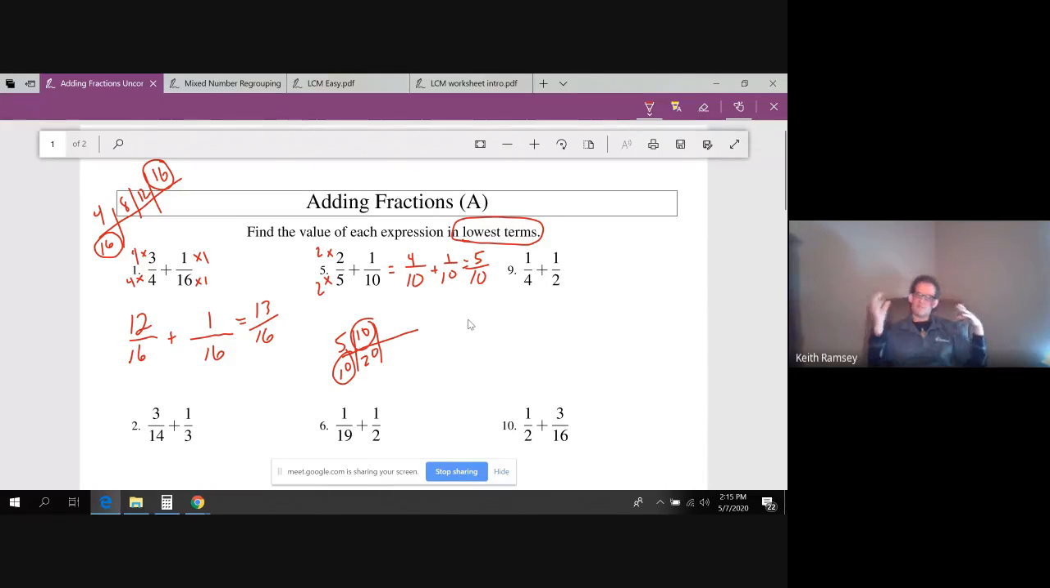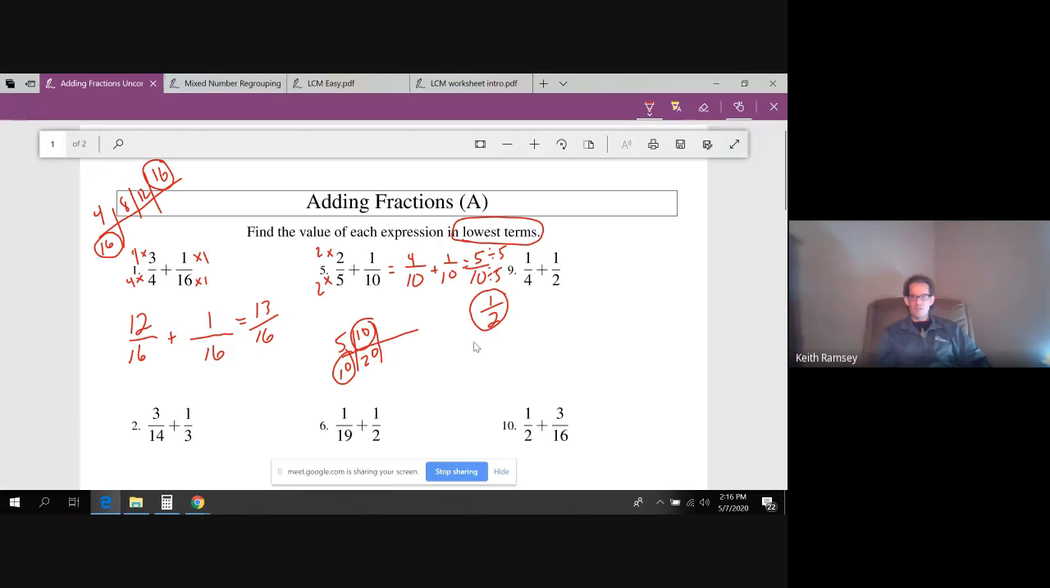So this gets back to the other day's lesson on greatest common factor. You're looking at the highest number that's a common factor for 5 and 10, which of course would be 5. So if I divide 5 by 5, I'd get 1. If I divide 10 by 5, I'd get 2. So your answer to this would be 1/2.